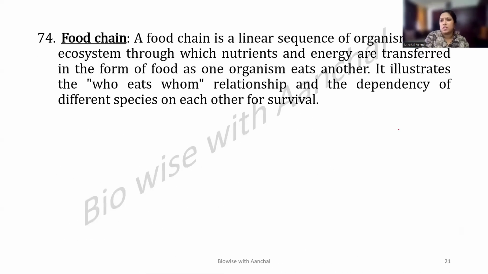Now, there are many questions in the food chain. In the specimen paper also you have seen there are questions on food chain. So, you must know that. A food chain is a linear sequence of organisms in an ecosystem through which nutrients and energy are transferred in the form of food as one organism eats another. It illustrates the who-eats-whom relationship and the dependency of different species on each other for survival. This is the complete definition of food chain.